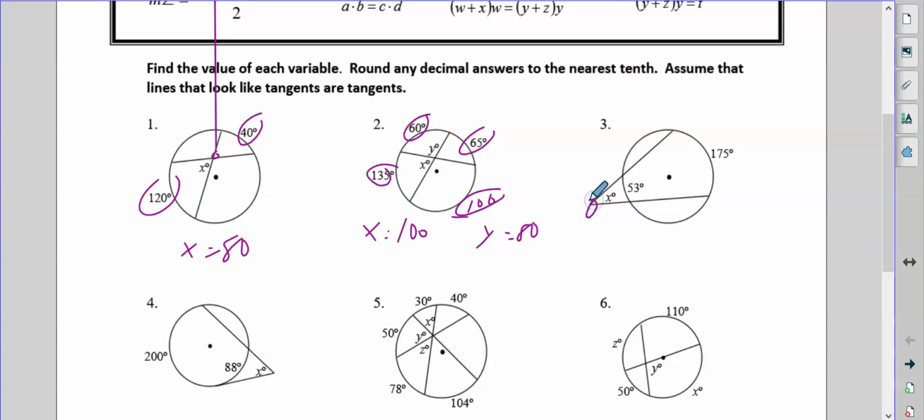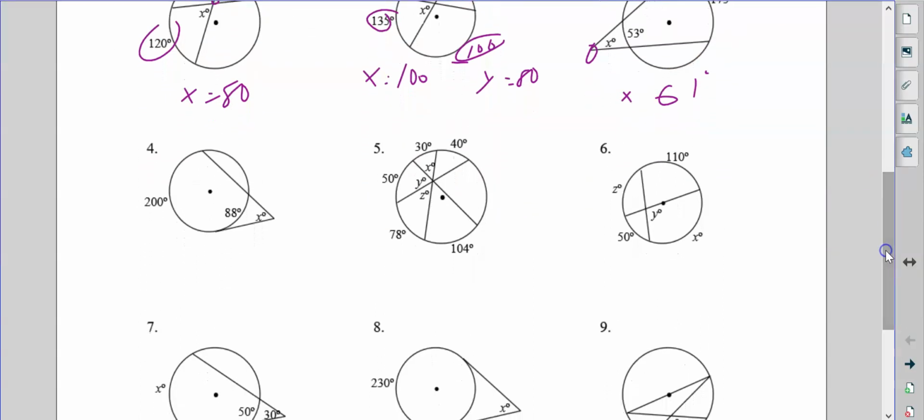Now here, it's outside, so we're going to minus. So 175 minus 53, which is 122. And that's going to be divided by 2 to give us 61. Okay. Here, it's outside, so we're going to do 200 minus 88, which is 112. And if we divide 112 by 2, we get 56. So again, we're adding them and dividing by 2.